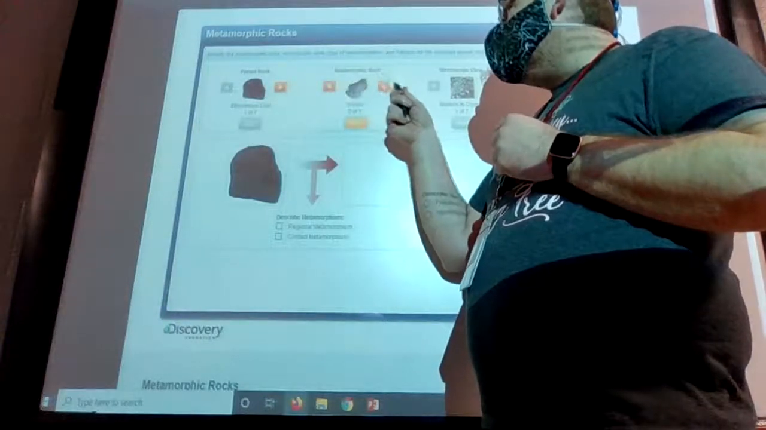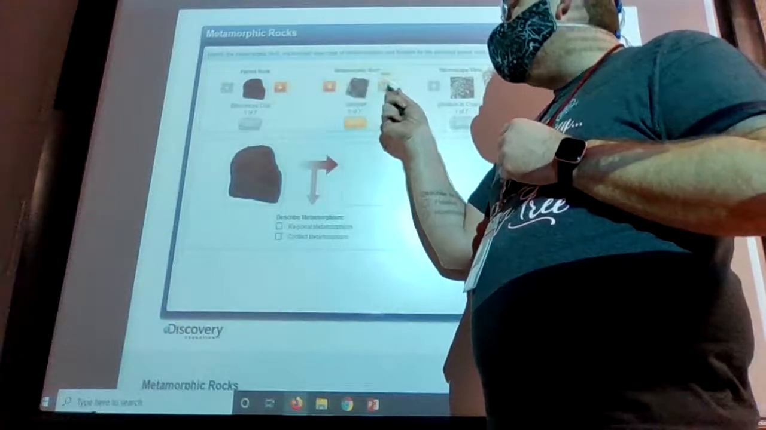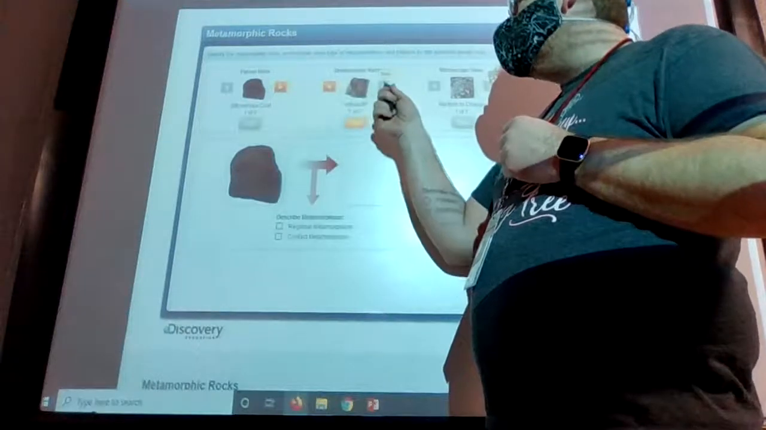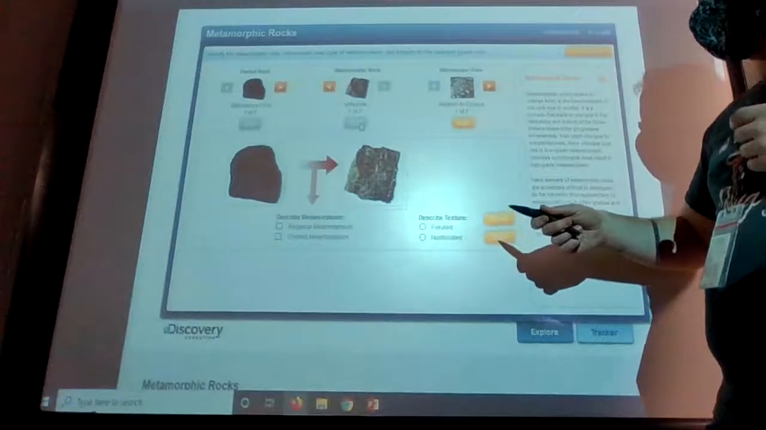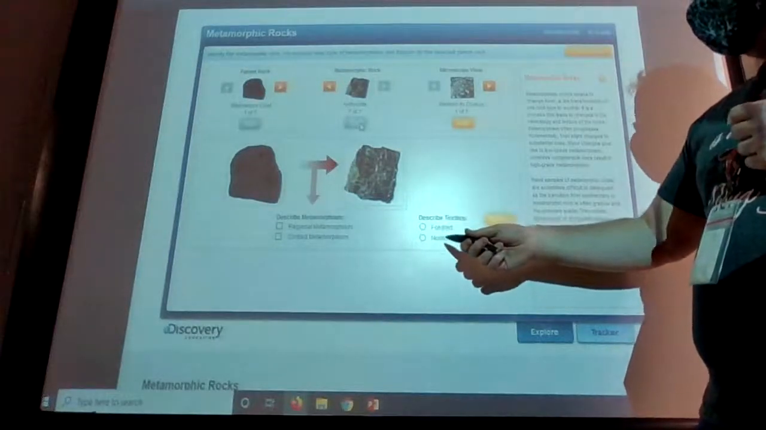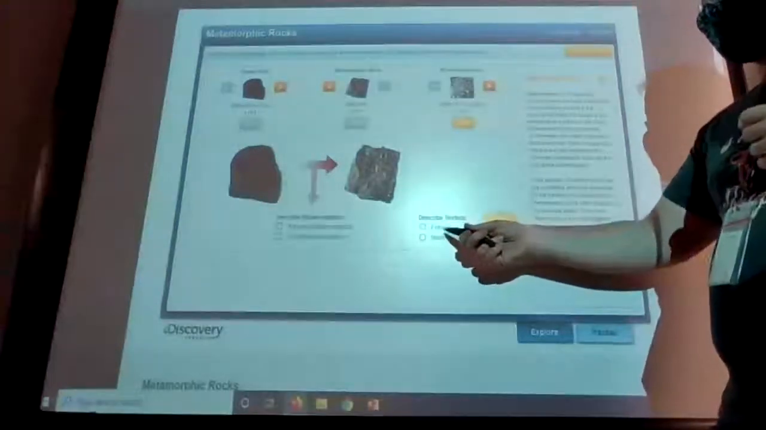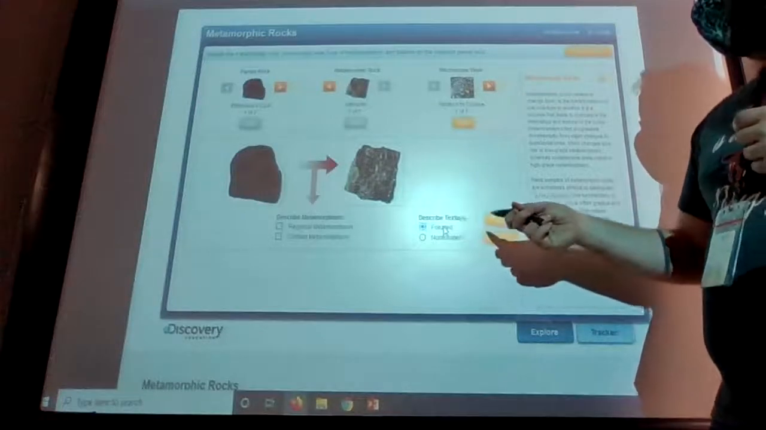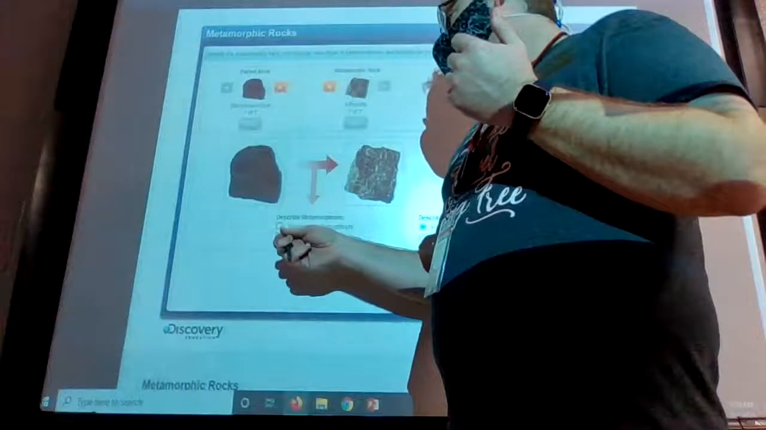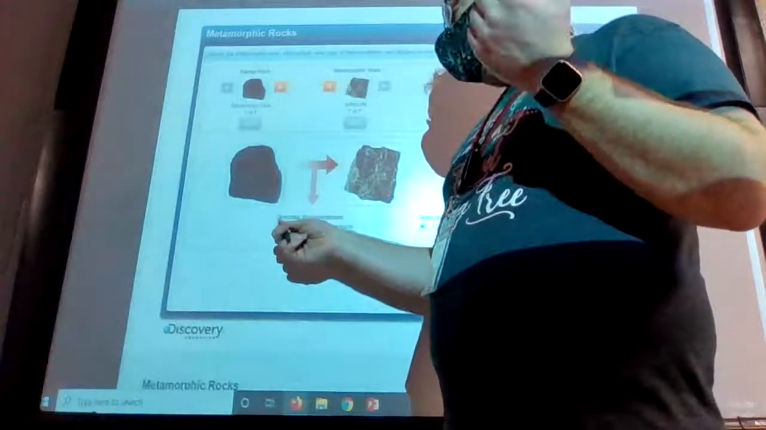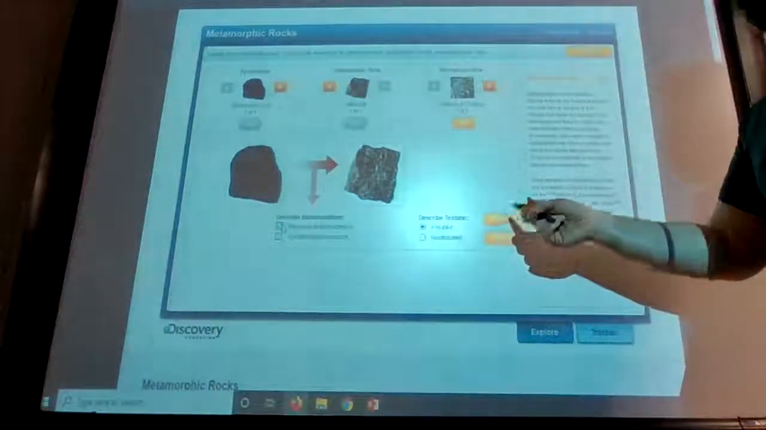What's coal going to turn into? It's going to turn into a different type of coal, which is going to be this anthracite. So we add that, and then I guess we're going to check it. I think this is going to be foliated. And metamorphism, I'm thinking it's going to be, for coal, regional metamorphism, probably.